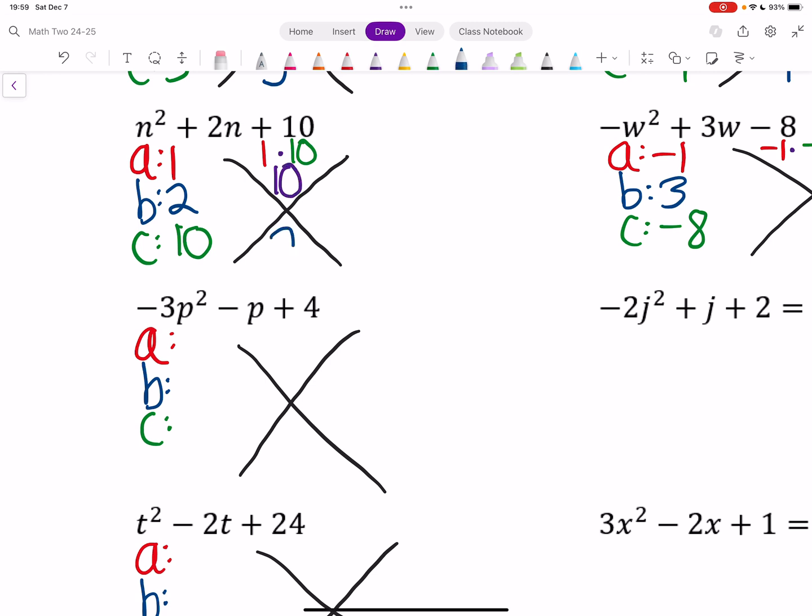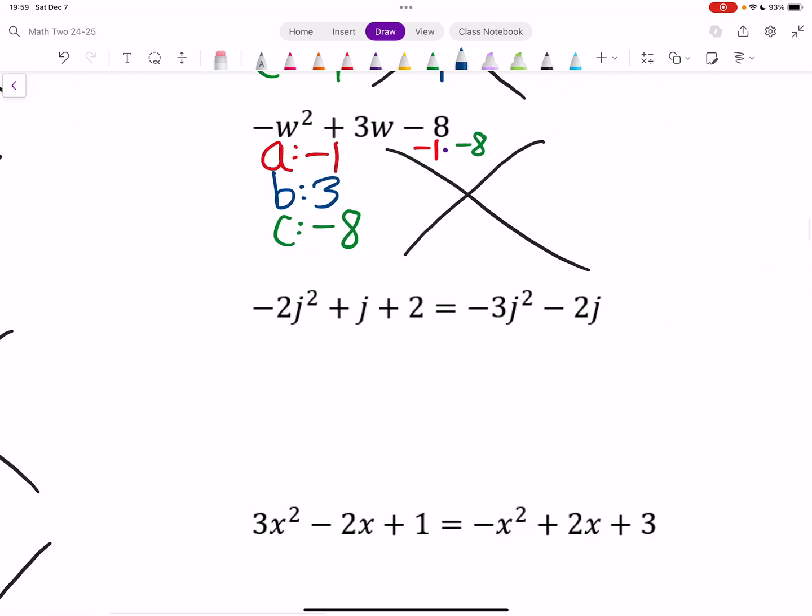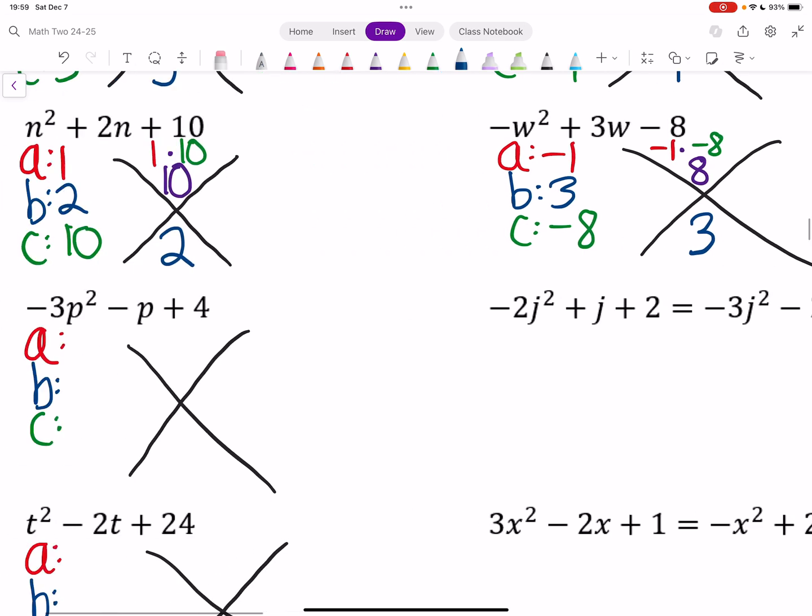And then I'm going to write b, or 2, in the bottom. Let's look at this expression with the w. I notice that a is negative 1, b is positive 3, and c is negative 8. Once again, we're going to multiply a by c on top. A by c goes in the top, which is negative 1 by negative 8, which is a positive 8. And b, which is 3, goes in the bottom.